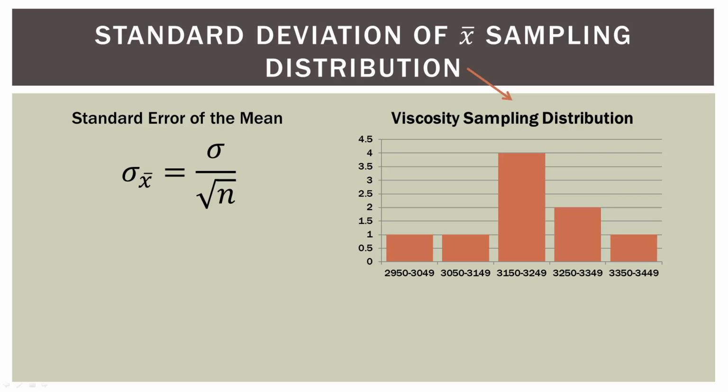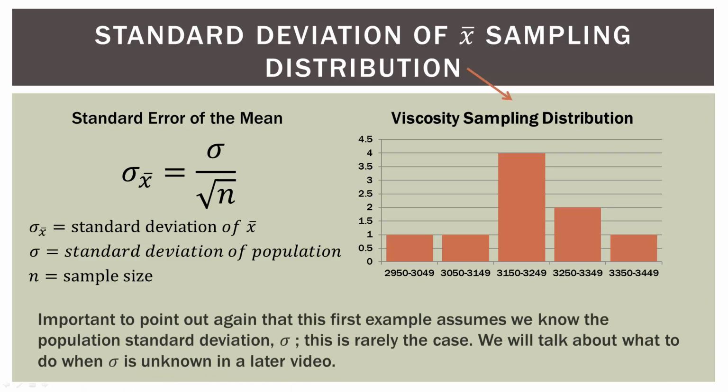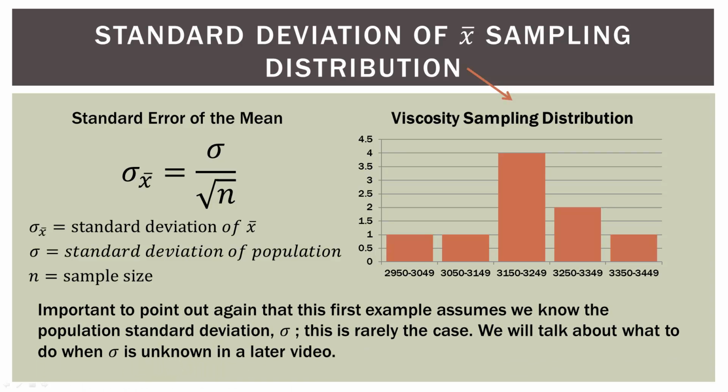So sigma sub x bar, which is the standard deviation of the sampling distribution, equals sigma, which is the population standard deviation, divided by the square root of the sample size n. So I went ahead and labeled those there. Now again, we don't always have, and actually we rarely have, sigma. Okay, we usually have to estimate it, but in this problem we have it to work with. So again, we will do examples in future videos where we do not know sigma and have to estimate it, but for this case we do, and we'll look at that obviously in another video.